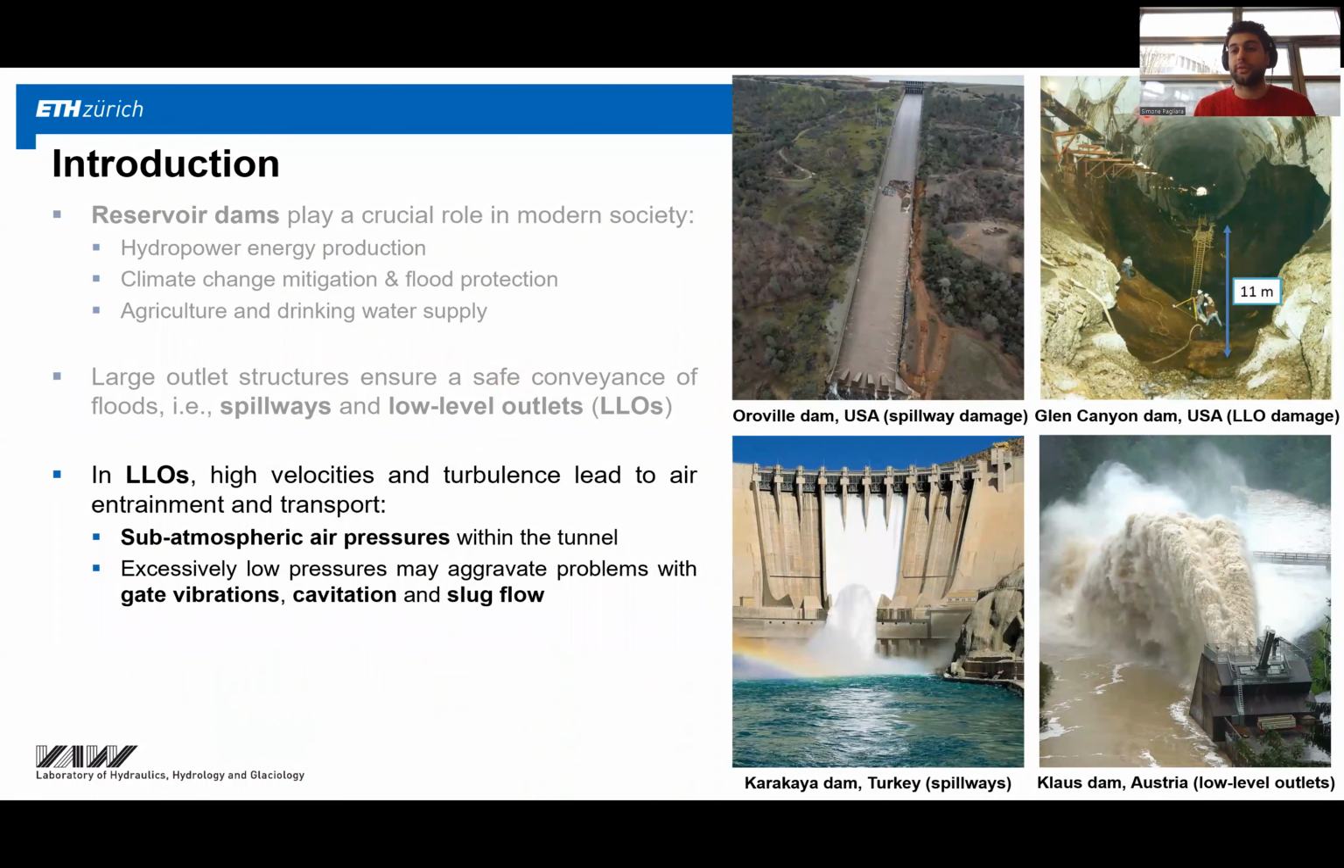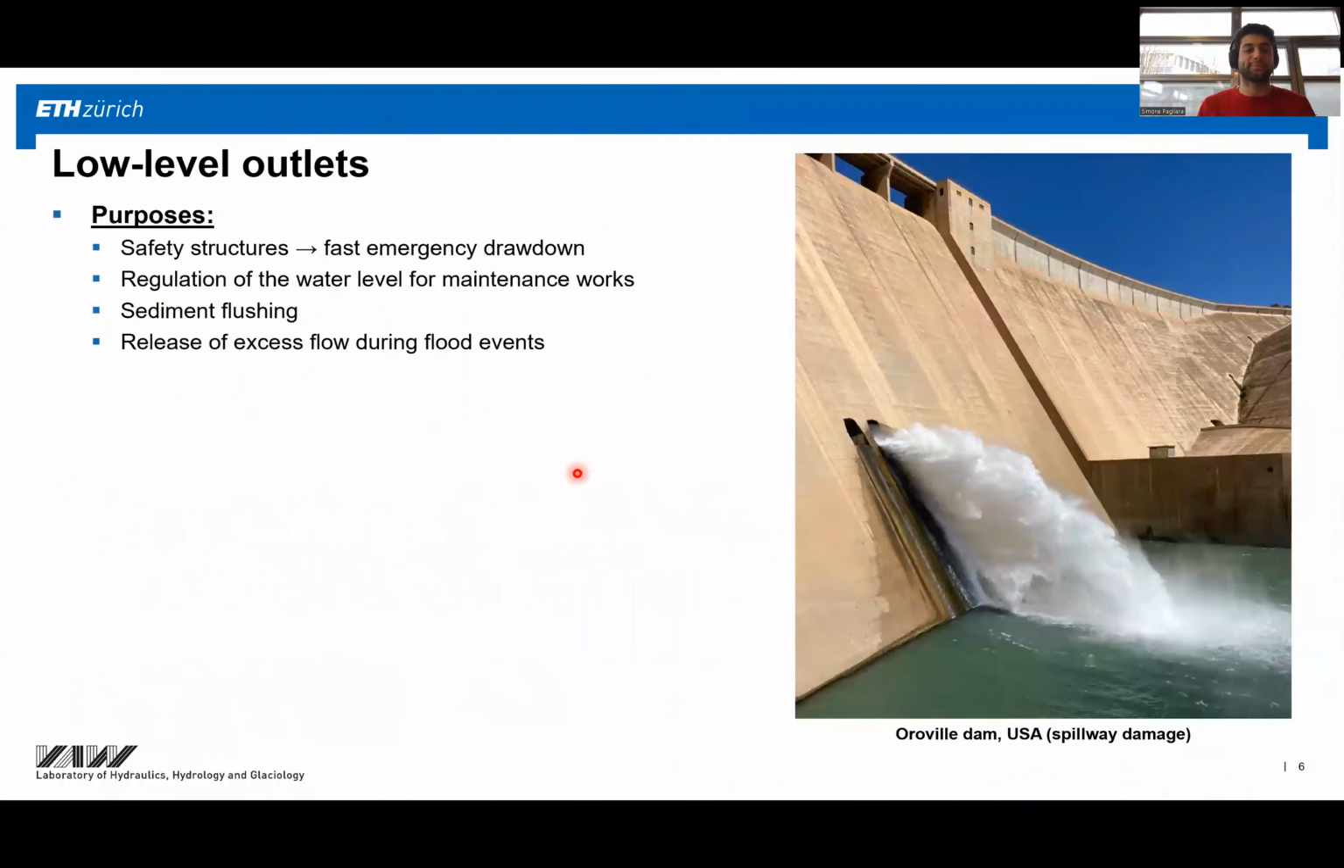Here you have two examples of cavitation damage. This is the very famous damage at Oroville Dam Spillway in the US, which was a really serious issue concerning cavitation. And this regards Glen Canyon Dam in the US, where in the middle outlet tunnel you can see 11 meters of scour due to cavitation issues. All of these problems can be mitigated with sufficient aeration via an air vent. So that's a good thing.